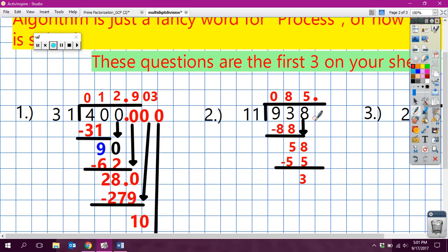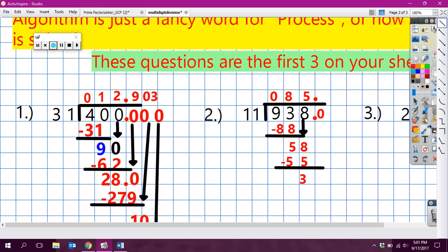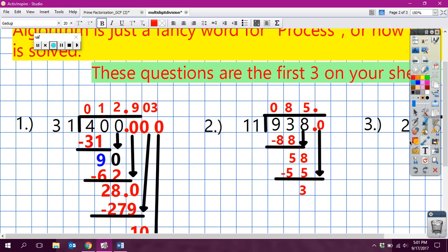So here's where my decimal is. And that means I have to start dropping zeros. Okay, and remember, you never place a 0 in the quotient. The 0 always goes in the dividend. So when I've got this 0, take this arrow, drop it on down here. That's going to leave me with a 30 to deal with.